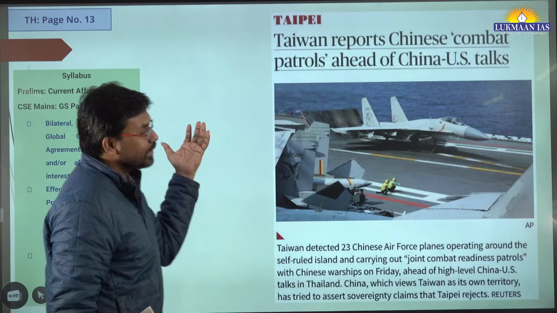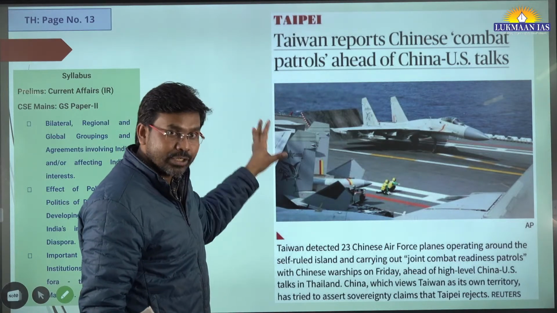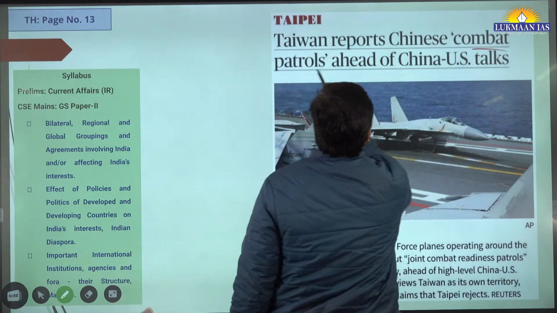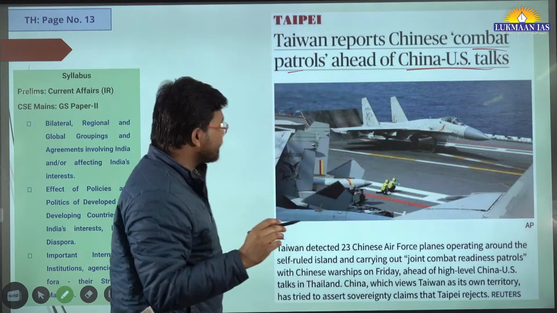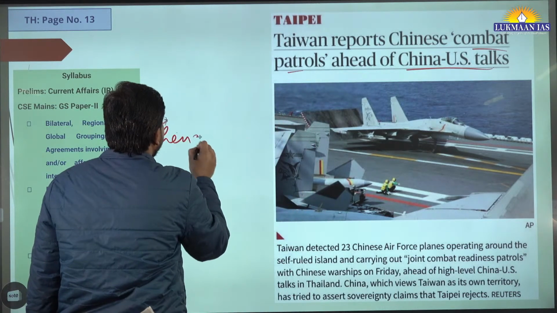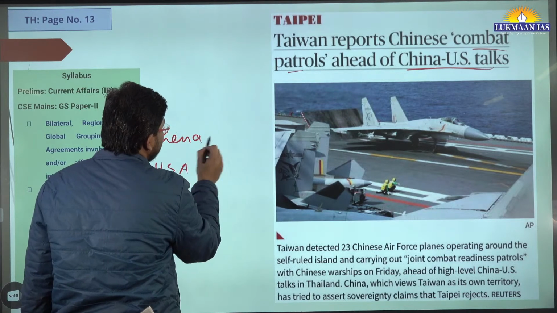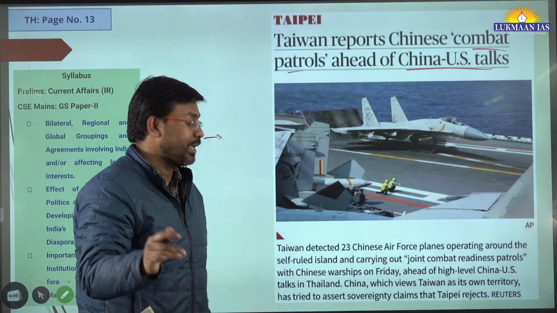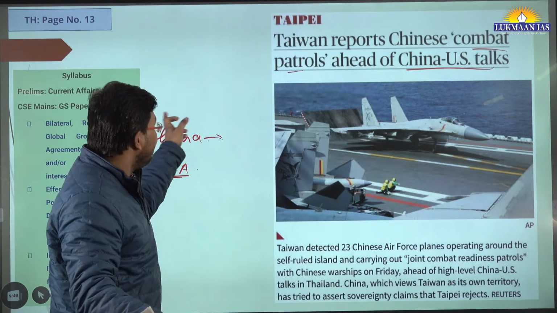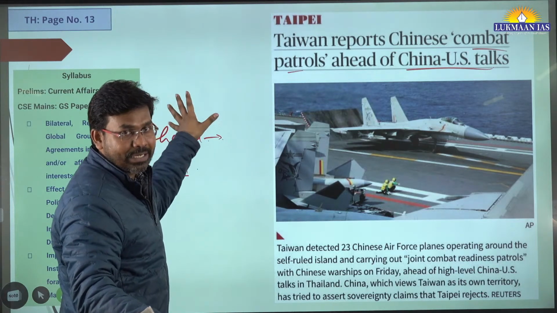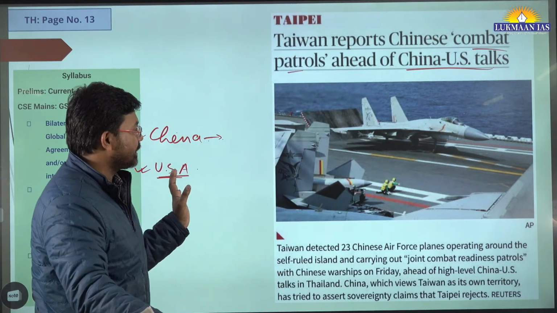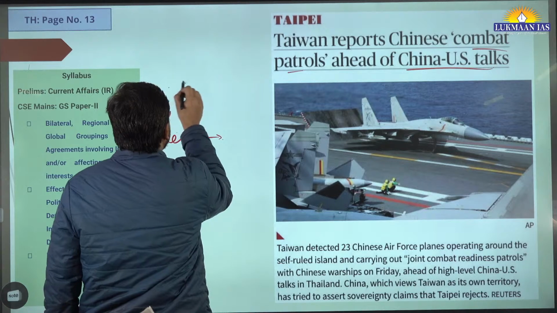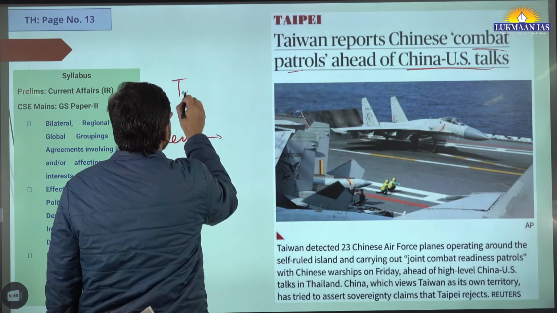Apart from this, we have another article. This topic is related to prelims, a very short topic. It says, Taiwan reports Chinese combat patrols ahead of China-US talks. Basically, the United States of America and China are in talks. China is a communist state and the United States is a capitalist, democratic system. China has a one-party system, although they conduct elections. So the thing is, when we talk about the dynamics between China and Taiwan.